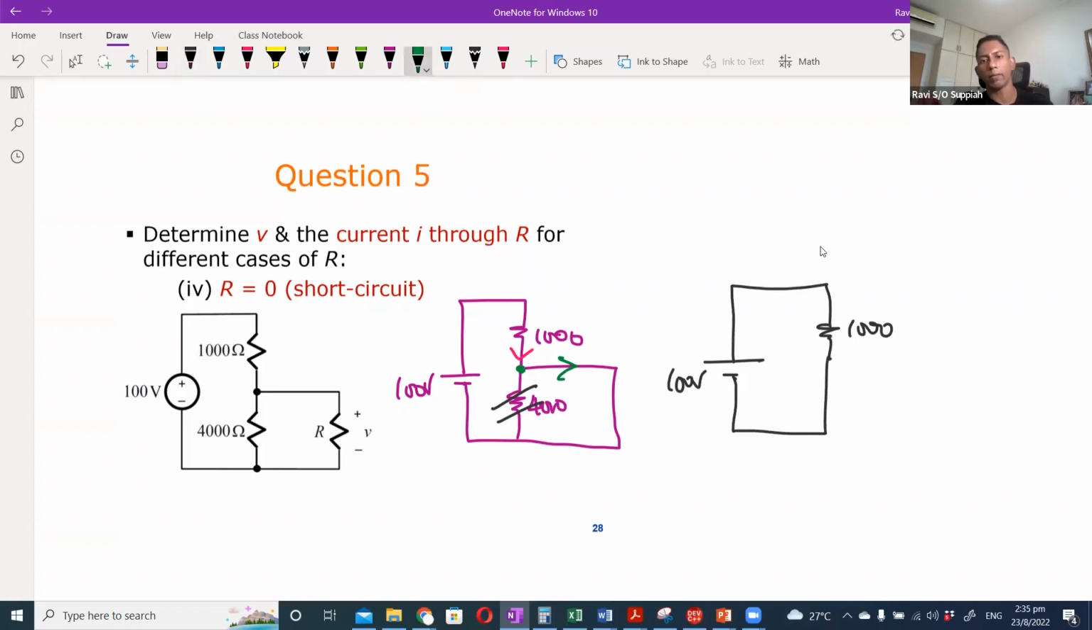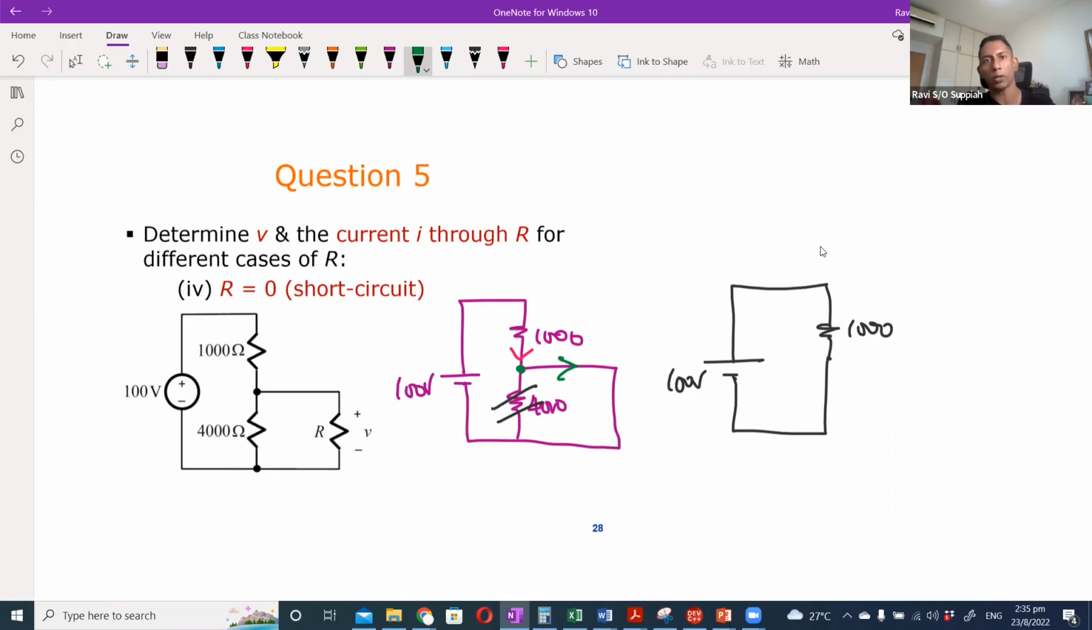Always remember, whenever you create a short circuit, all the current will flow through it. That is why, for example, when you measure current, you must always connect in series, not in parallel, because connecting in parallel will create a short circuit path for current to flow, which will blow your fuse. So that's the principle.